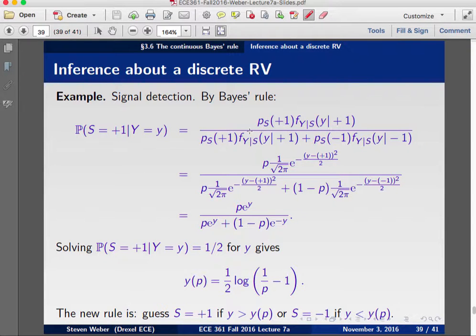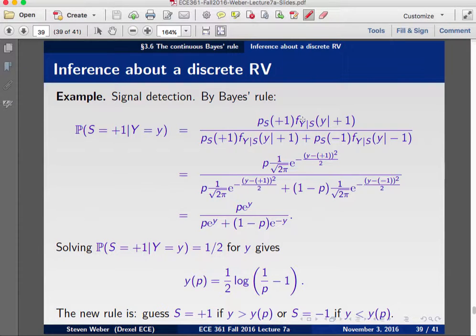And in the denominator, we have the prior probability of a +1 times the conditional density given +1, plus the probability of a -1 times the conditional density of y given s equals -1. And now we can substitute in because we know all these distributions. We know the probability of s equals plus 1 is p. That's how the p here, and the 1 minus p here come about.